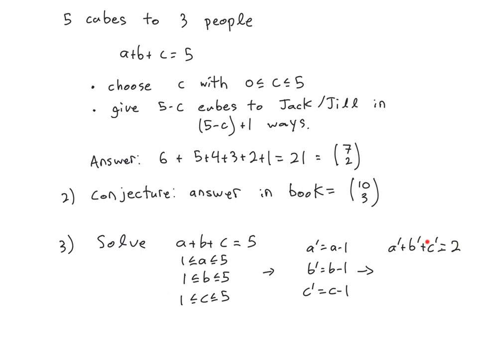The idea is you're taking the one each person is guaranteed to get and throwing it away for a moment. Or you could think of it as giving 1 to each of the people first, and then the solution to your problem is the number of ways to distribute the remaining 2 to the 3 people.